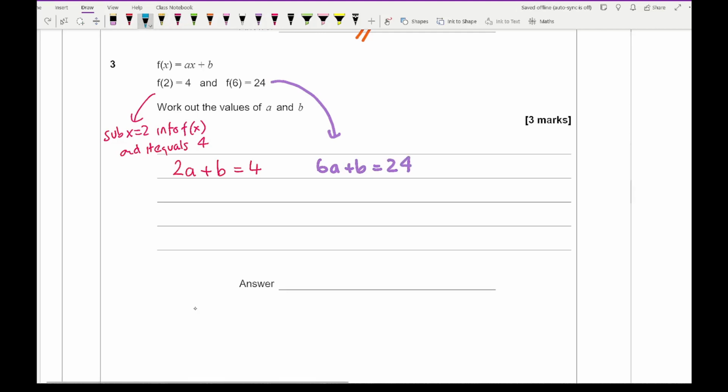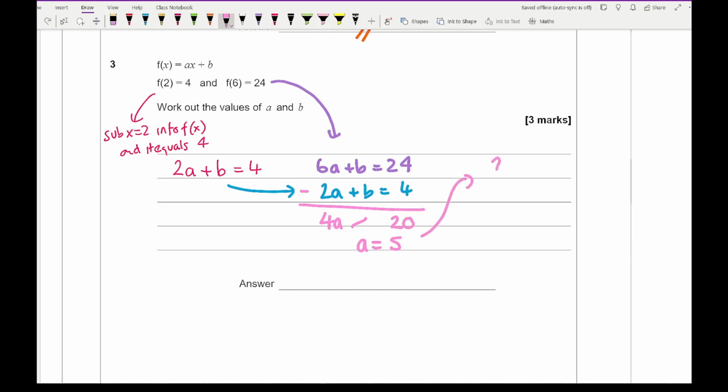Then if I take this down, so I get 2a plus b equals 4, you can see that it becomes a simultaneous equation. The b's are the same and they're the same sign, so we take away. So we end up with 6a take away 2a, which is 4a, b take away b is nothing, and 24 take away 4 is 20. So that means that a must equal 5.